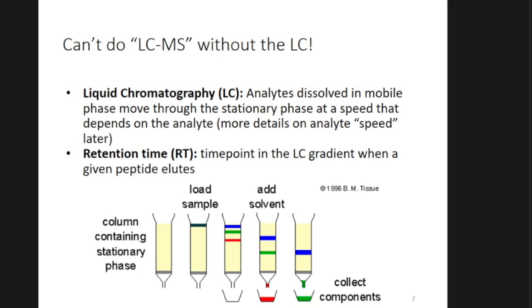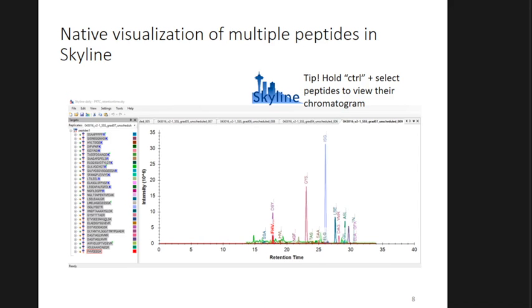Whatever you're using, you're mixing two solvents together into a gradient that will be flowed over the stationary phase, and then peptides will elute off of your gradient at a specific point in that mixture. So that's the retention time.